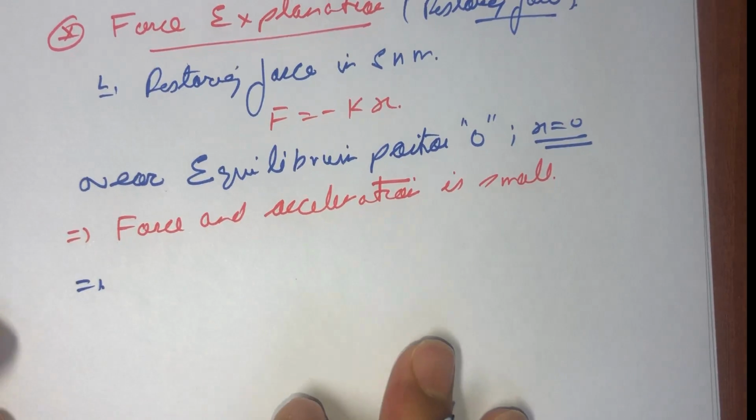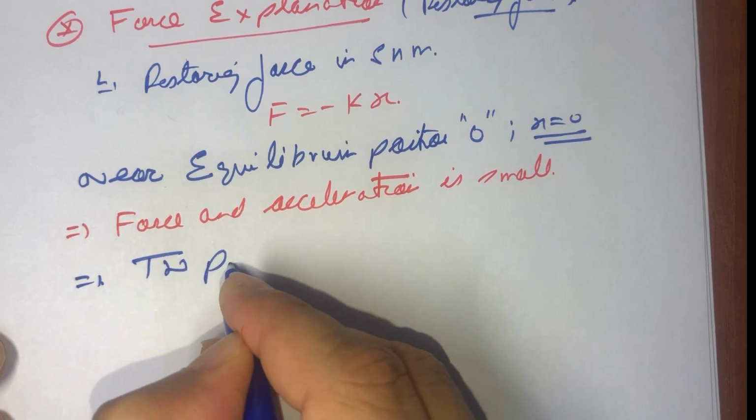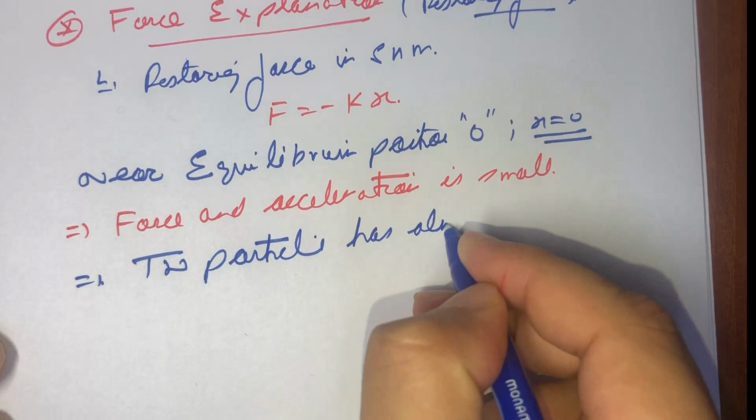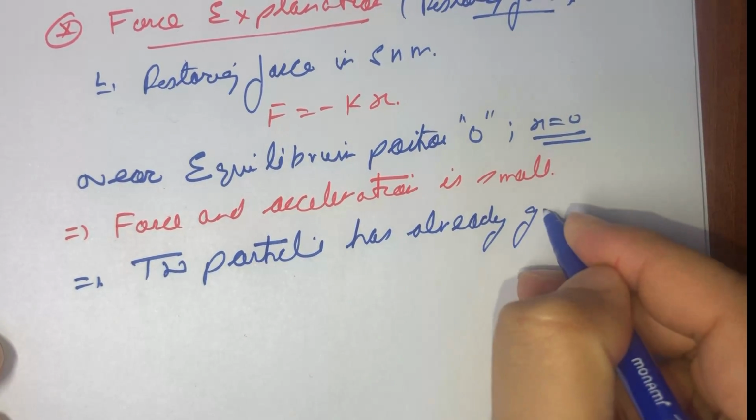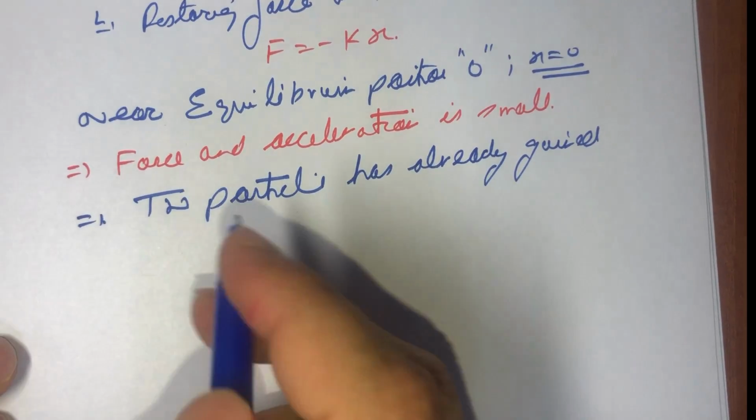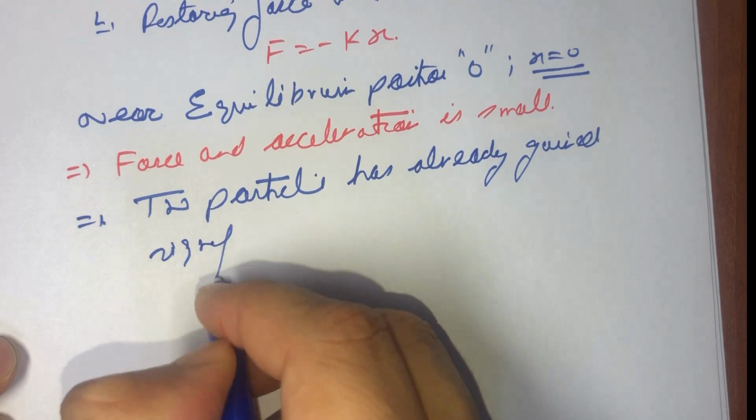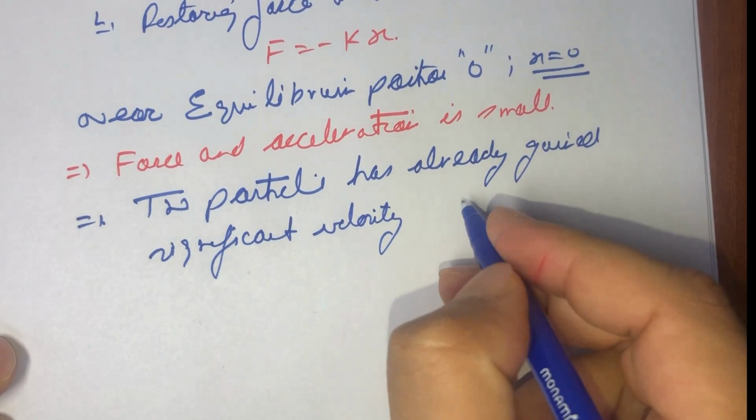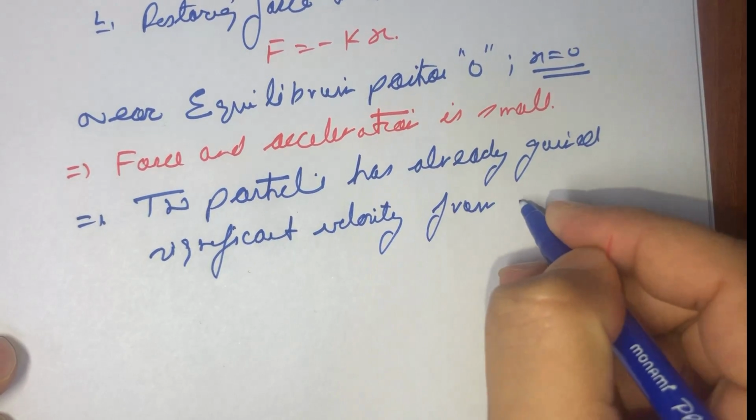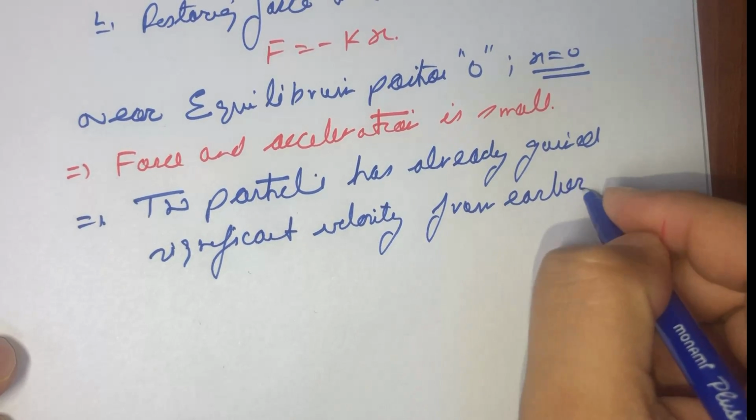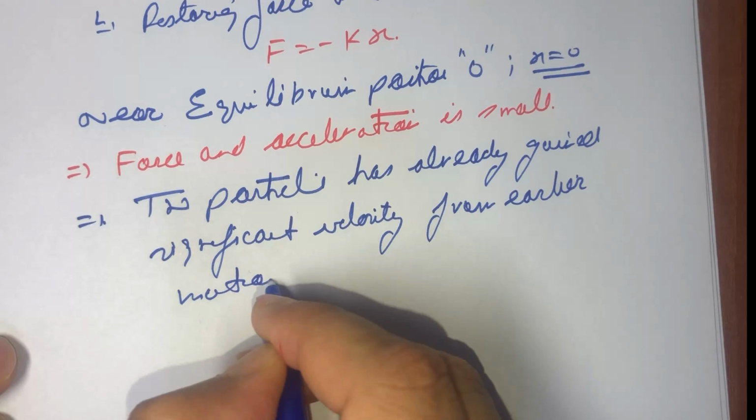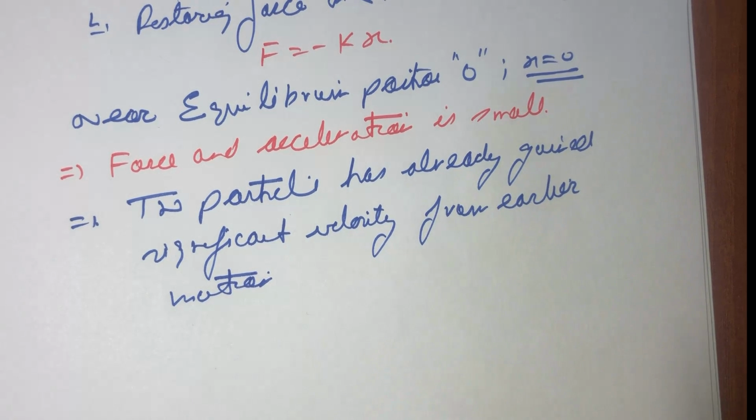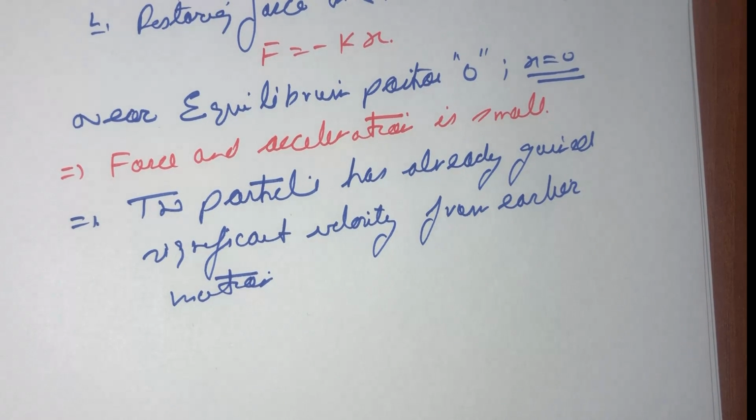We can also say here the particle has already gained significant velocity from the earlier motion. Because of that, it is going to overshoot the mean position, which usually happens in the pendulum also.